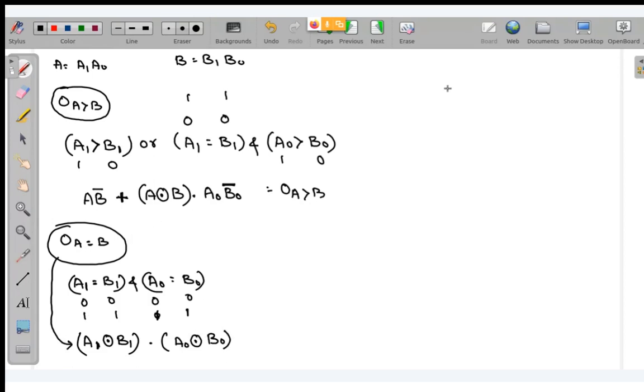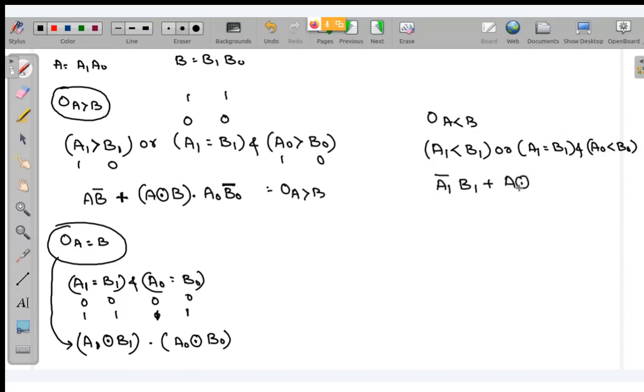Similarly, we can write for A less than B. In this case, either A1 will be less than B1, or A1 equal to B1 and A0 less than B0. So if I want to write this in Boolean, this will be A1 complement B1 plus A1 XNOR B1 dot A0 complement B0. Tell me if this is clear or not. Is this step clear to everyone? All the steps?